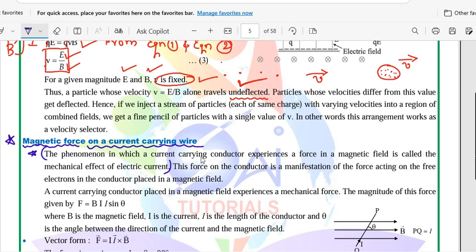Suppose you consider any current carrying conductor like a wire, which experiences some kind of force in a magnetic field; that is called the mechanical effect of electric current. So this force on the conductor is a manifestation of the force acting on the free electrons in the conductor placed in a magnetic field. Any wire has free electrons, and the force it experiences is a manifestation of the force acting on the free electrons in the conductor placed in a magnetic field.